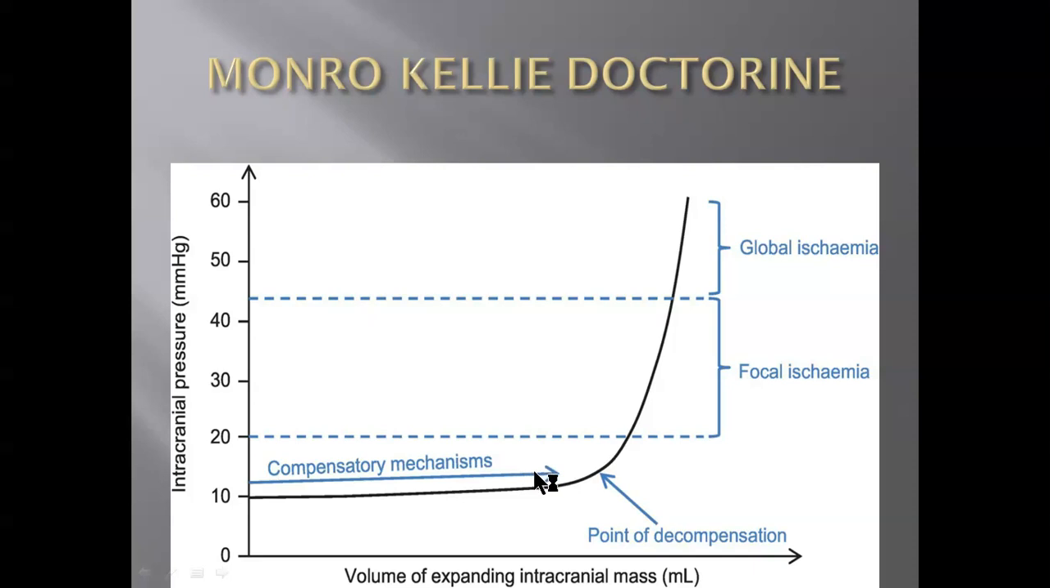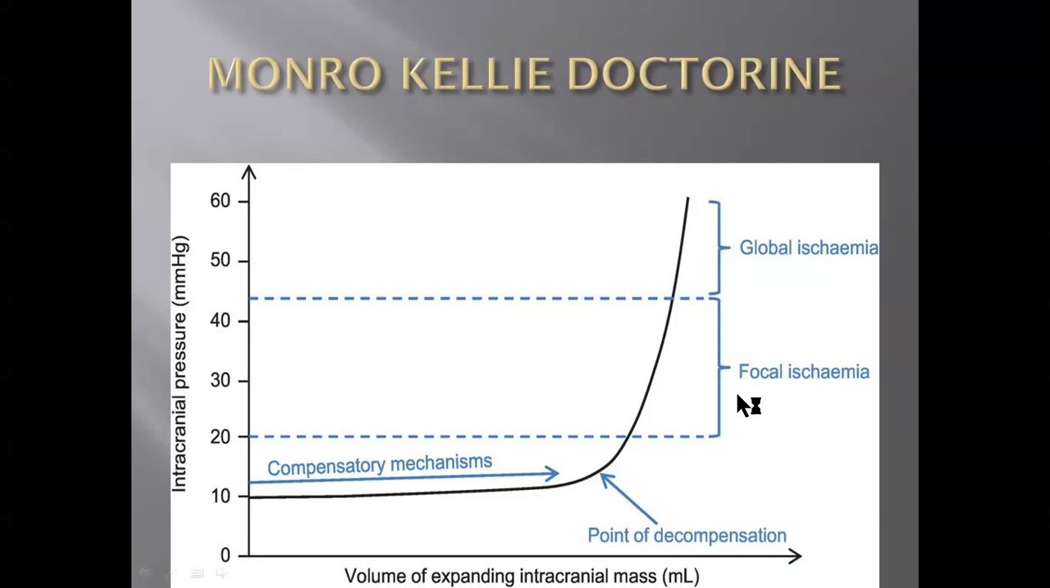Your CSF displacement will be increased to maintain the ICP, because as we know, cerebral perfusion pressure is equal to your mean arterial pressure minus your ICP. So ICP is the one which is leading to the cerebral perfusion pressure being maintained. Suppose ICP is increased, your CPP, your cerebral perfusion pressure, will decrease, and if the perfusion of the brain is decreased, that will of course cause ischemia. So ICP is the main parameter which controls your cerebral perfusion pressure.